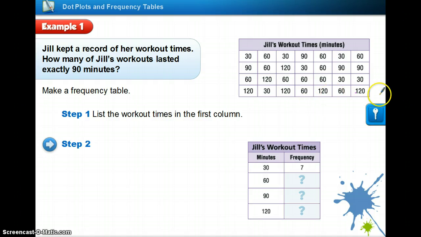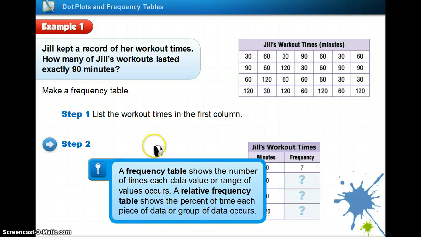Okay. Now there's a couple more definitions at the top of page 460. A frequency table shows the number of times each data value or range occurs, and a relative frequency table shows the percent. So that's the difference, so make sure you understand it. Relative frequency has percent in it. A frequency table just shows the number of times. And basically a frequency table is a line plot put in a table format.